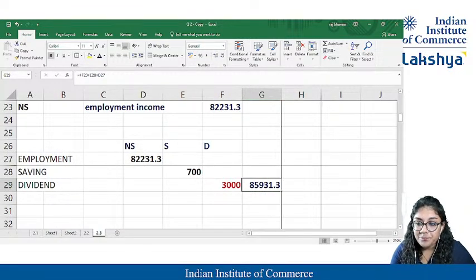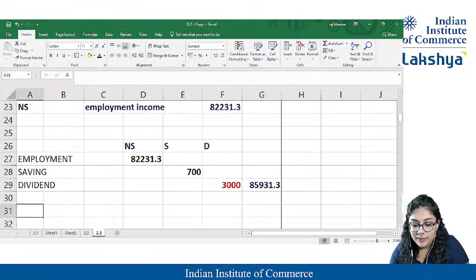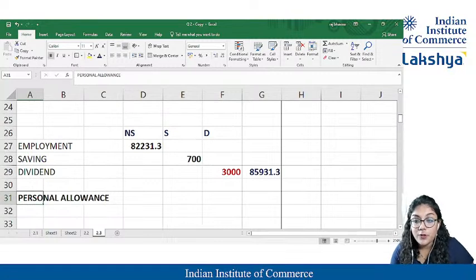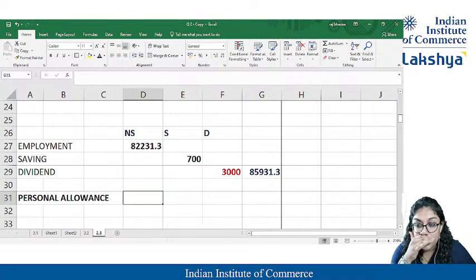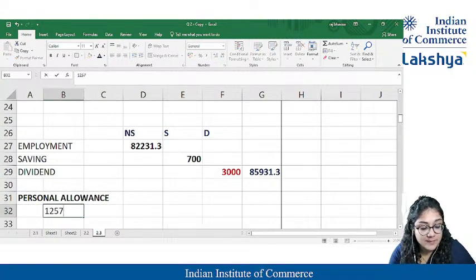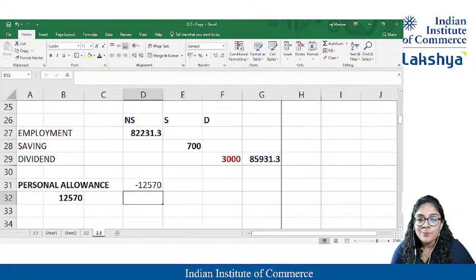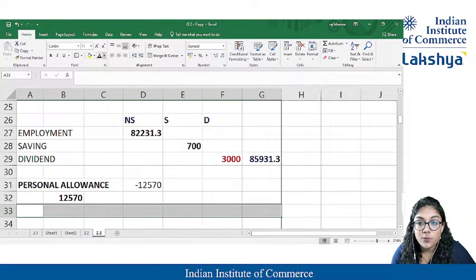So now, after calculating this, I have to reduce my personal allowances. Guys, my personal allowances are to be reduced. The first deduction is a maximum of 12,570, and it should be deducted first from non-savings. So I will reduce it by 12,570. Okay students, then what will I be getting as my total income? Guys, this will be my total income.